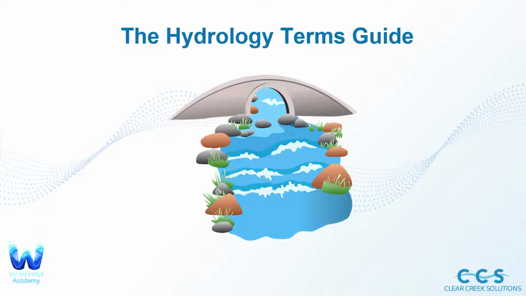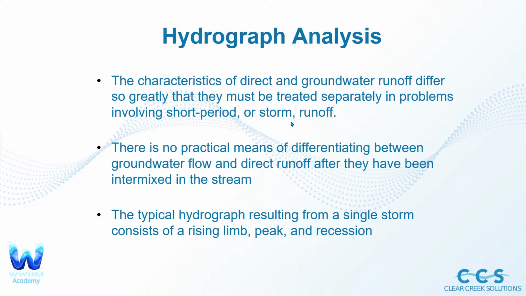Now let's get into hydrograph analysis. Remember we talked about interflow, groundwater flow, and surface flow in the last lesson, so we're talking about how that relates to hydrographs here. The characteristics of direct and groundwater runoff differ so greatly that they must be treated separately in problems involving short-term or storm runoff. When we have a specific storm event, groundwater is going to lag significantly behind your storm event, and may even be the result of previous storm events. So we have to find a way to separate that groundwater from the surface and interflow runoff that we're going to get from a short-term storm event.